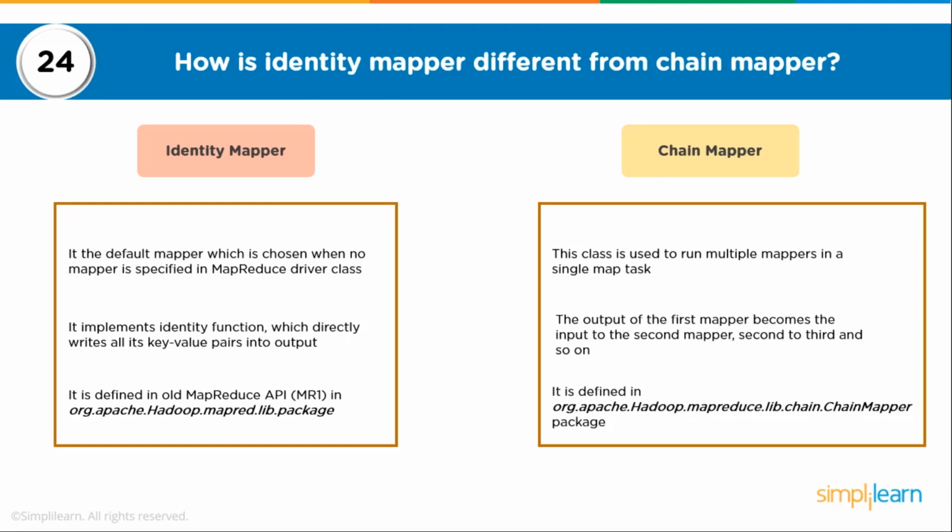But when you talk about chaining mappers or chain mapper, this is basically a class to run multiple mappers in a single map task. Or basically you could say multiple map tasks would run as a part of your processing. The output of the first mapper would become the input to the second mapper and so on. And this can be defined in the undermentioned class or package.